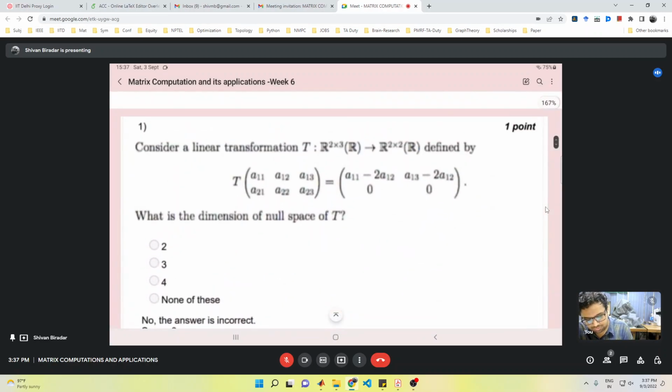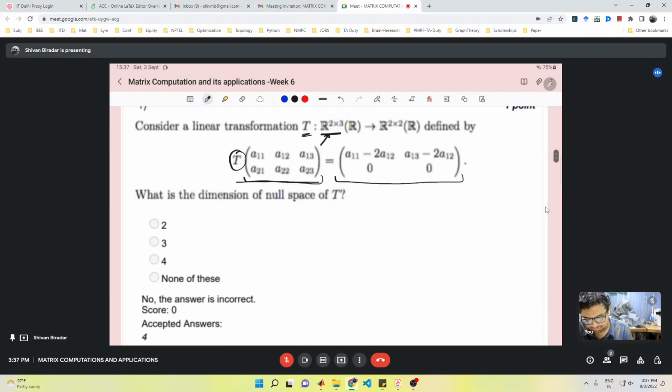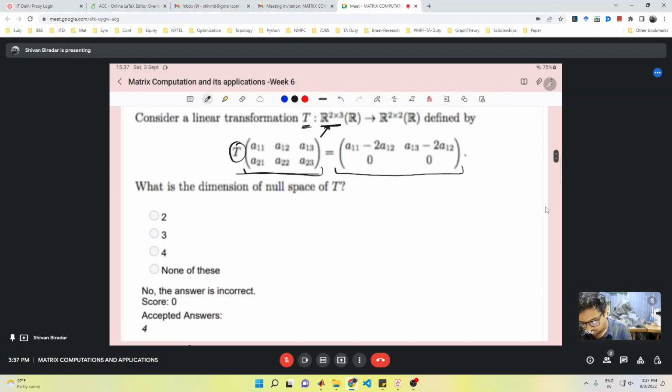We'll start with our first question, which says that we have a linear transformation T. This linear transformation T takes a 2 cross 3 matrix and transforms it to a 2 cross 2 matrix. So T takes a 2 cross 3 matrix from this space and gives us a 2 cross 2 matrix back. Now the question is, what is the dimension of the null space of T?